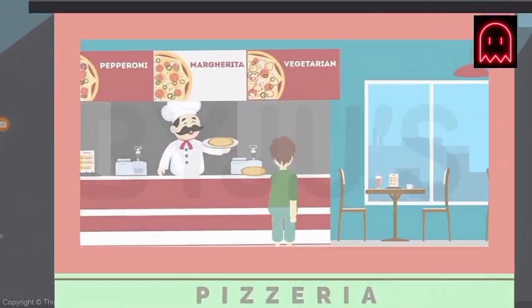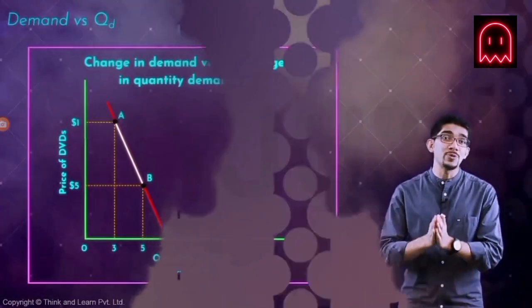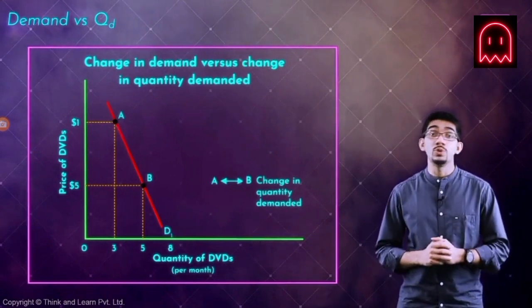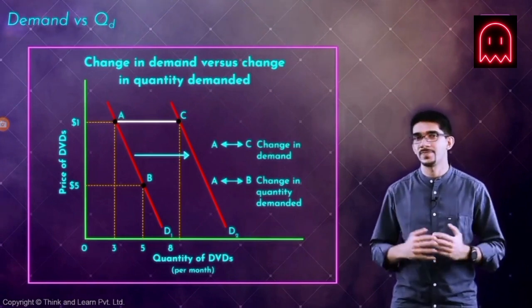How do you use a graph to demonstrate the two following scenarios? 1. A student buys more pizzas because the price of pizzas has fallen. And 2. He buys more pizzas because he just got a 20% raise in his pocket money, giving him additional income. 1. The movement from A to B is called an increase in quantity demanded. 2. The movement from A to C is an increase in demand.